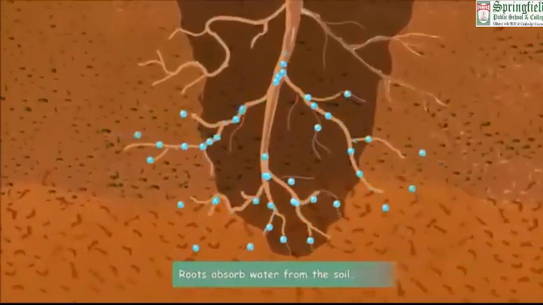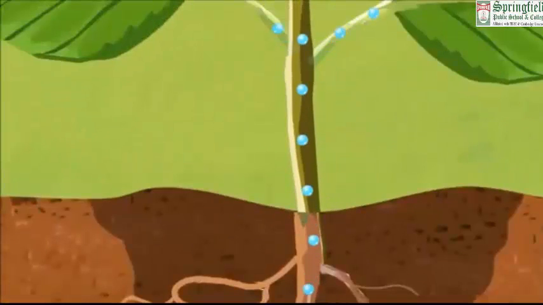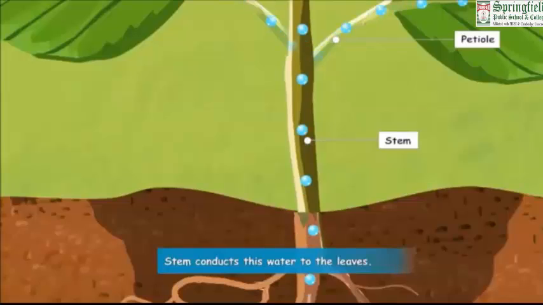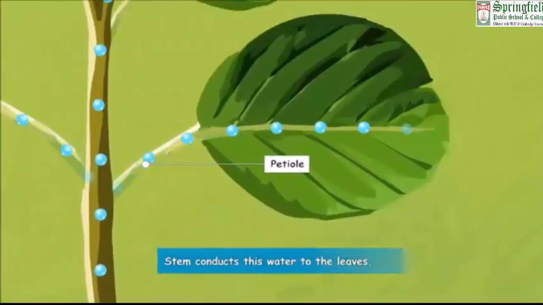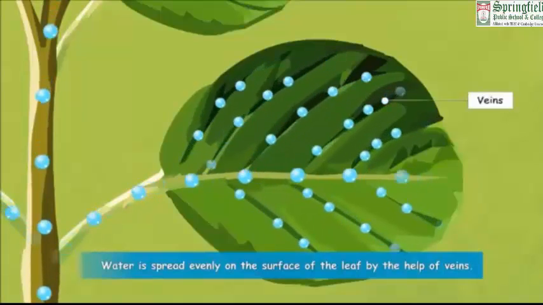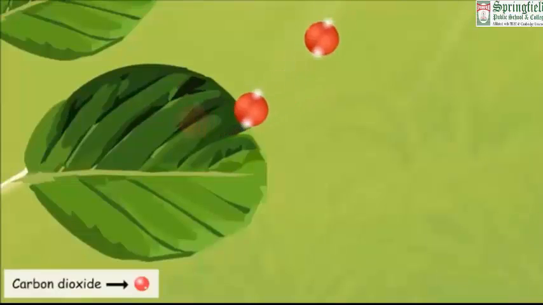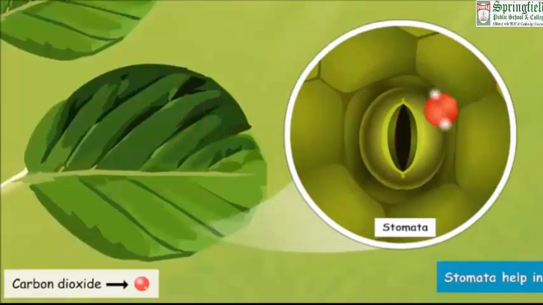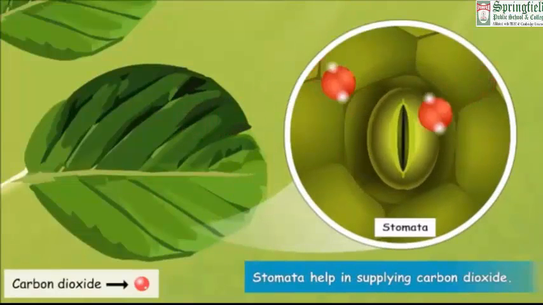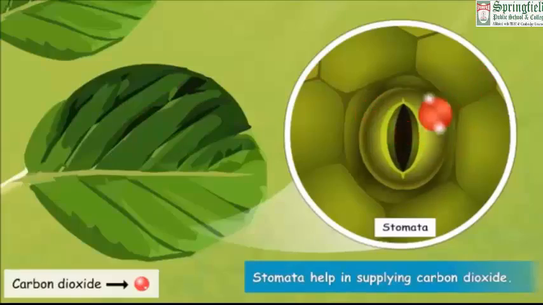Water from the soil is absorbed by the roots of the plant. From roots, water travels through the stem to the petiole and then to the leaves. The water is distributed to the entire surface of leaves by the veins. To take carbon dioxide from air, there are stomata. Stomata are the minute openings present on the lower surface of the leaves. Through stomata, carbon dioxide moves in.